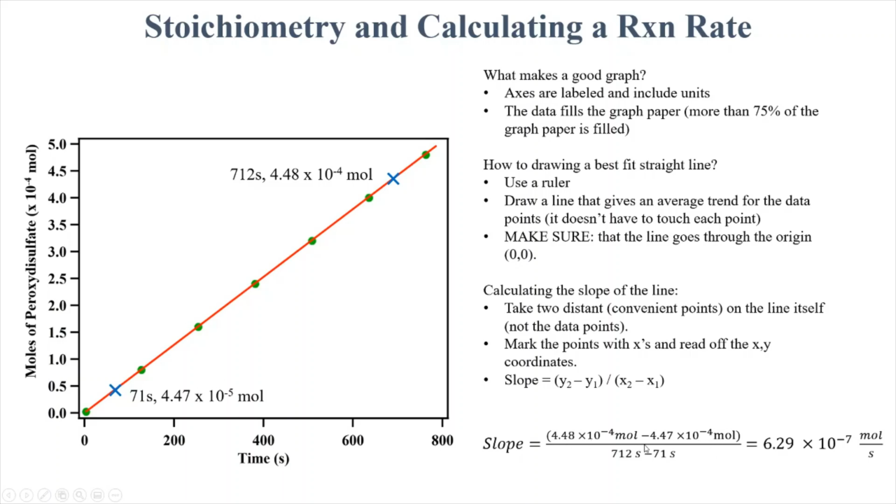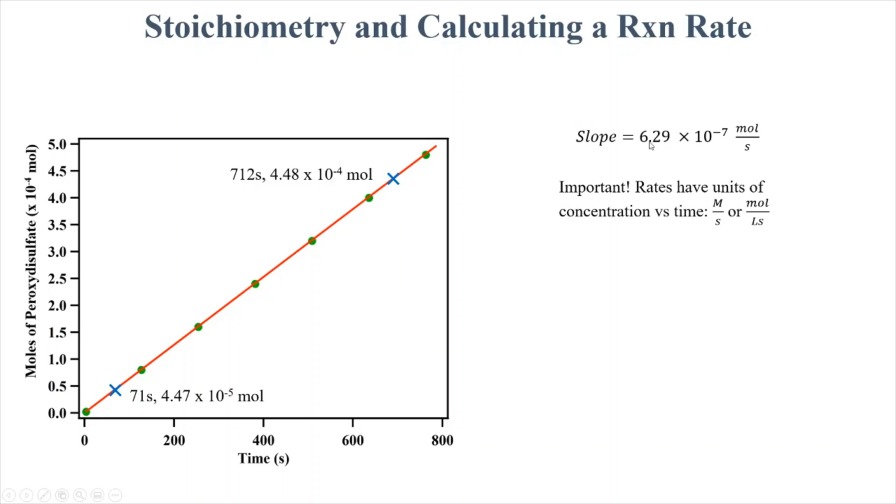4.48 times 10 to the minus 4 minus 4.47 times 10 to the minus 5. And then we divide that by 712 seconds minus 71 seconds. So I just picked two arbitrary points that were convenient for me, did the subtraction, and then we get our slope. When I say convenient, what I mean is you want to look where the line crosses a grid crossing, and then you can use that as your arbitrary point. That way you can read the grid crossings right off of your data set.